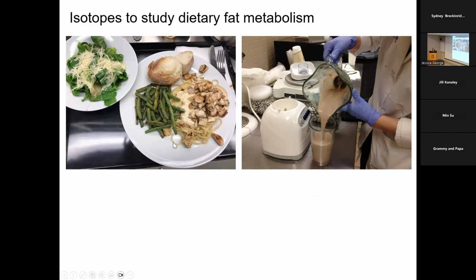So on the left, we have a meal that Jen made for us, and we fed to participants. It consisted of a salad, green beans, a dinner roll, and chicken Alfredo pasta. The isotope is incorporated into the Alfredo sauce. On the right is a chocolate shake that had an isotope blended into it.